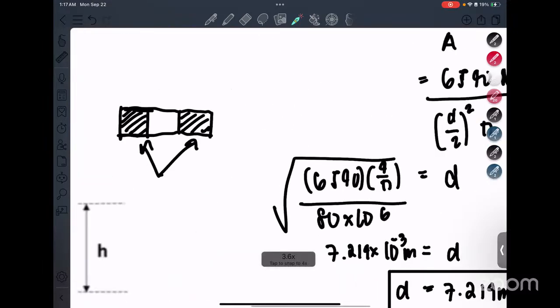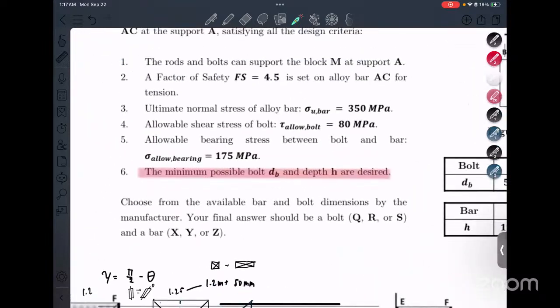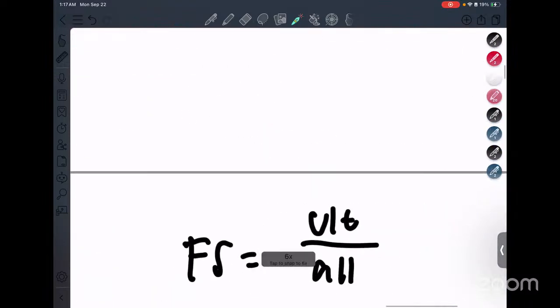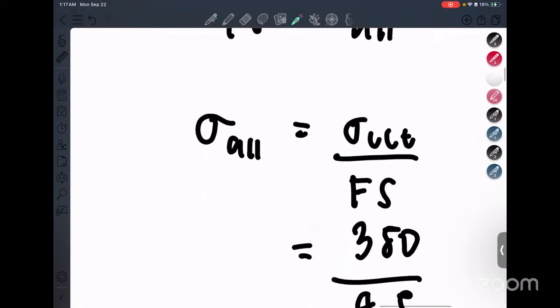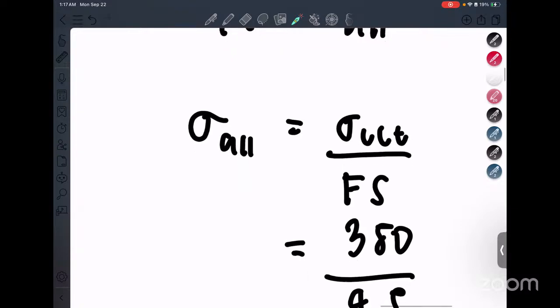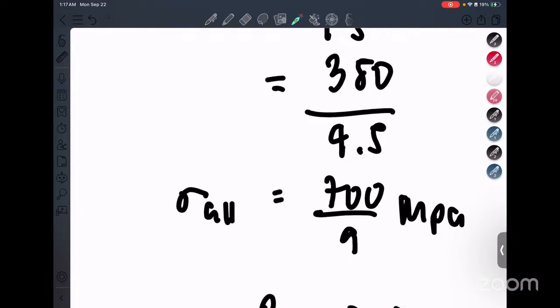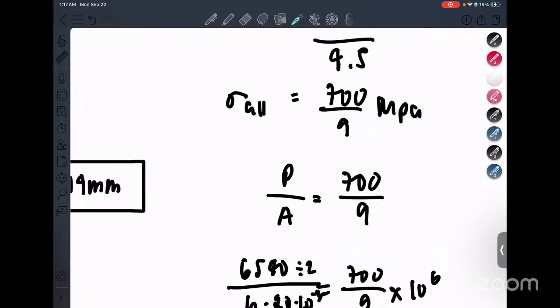So that makes our solving much easier for the normal stress. Although, we don't know the allowable normal stress yet. You only know the ultimate normal stress and the factor of safety. But recall, the factor of safety is just ultimate over allowable. Meaning, we move things around: allowable is just equal to ultimate over factor of safety. So our allowable is 700 over 9 megapascals. So now we have a P over A that we can use.